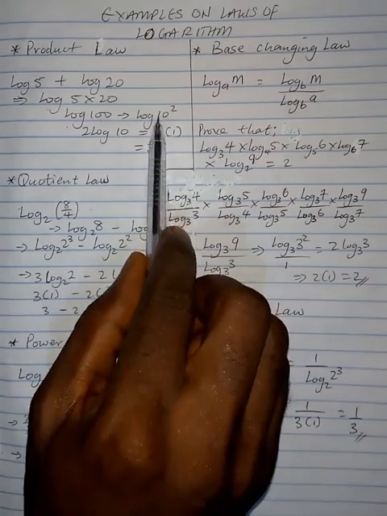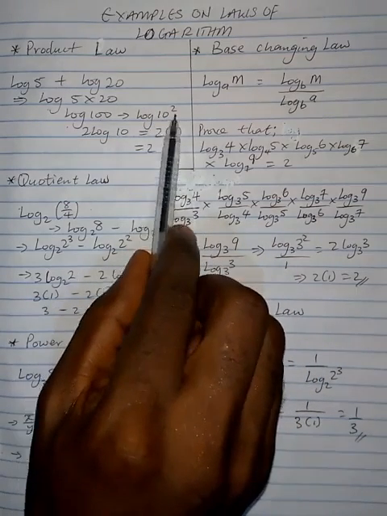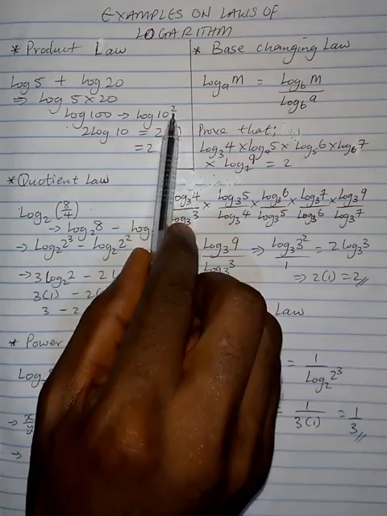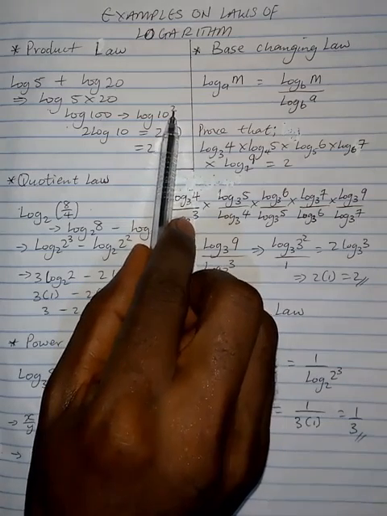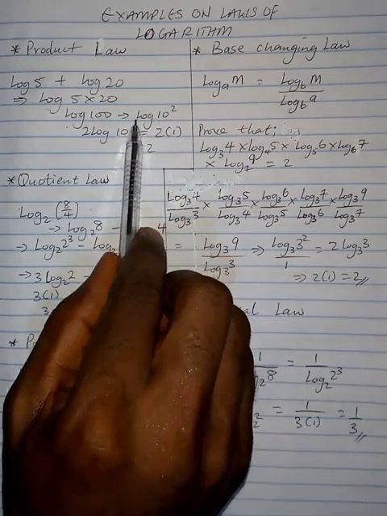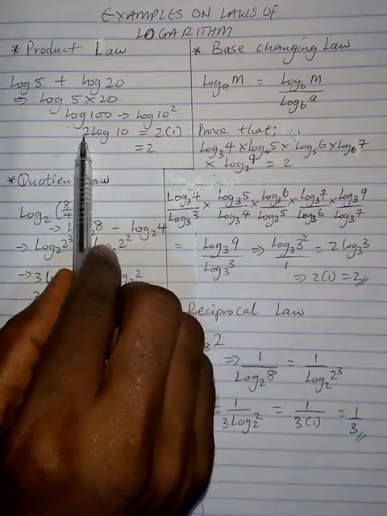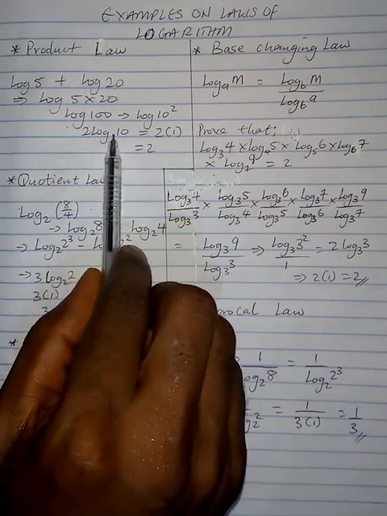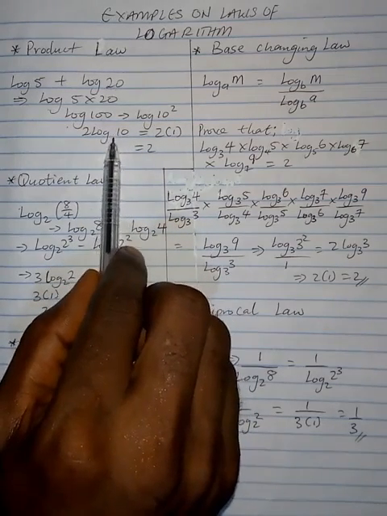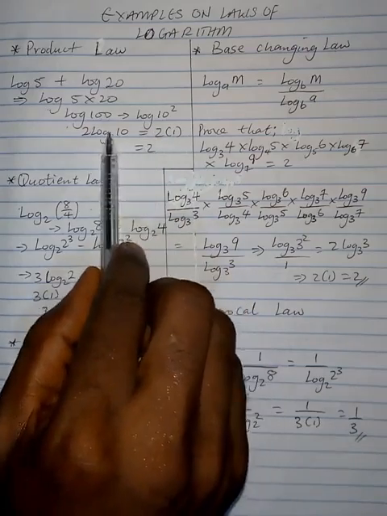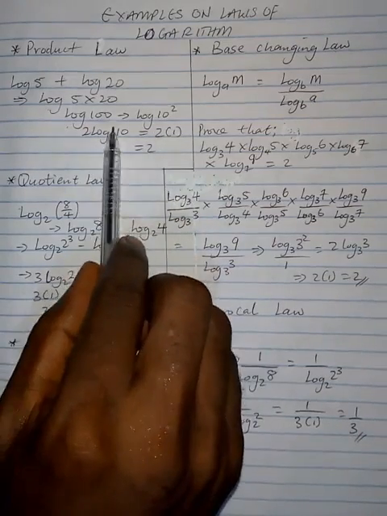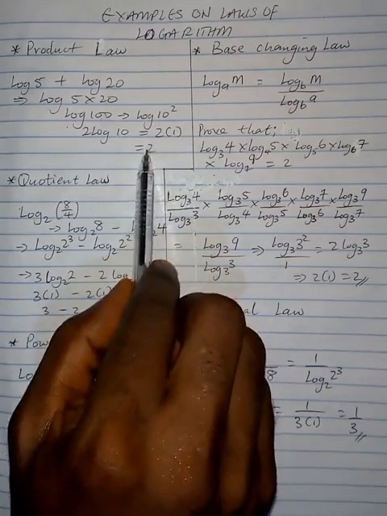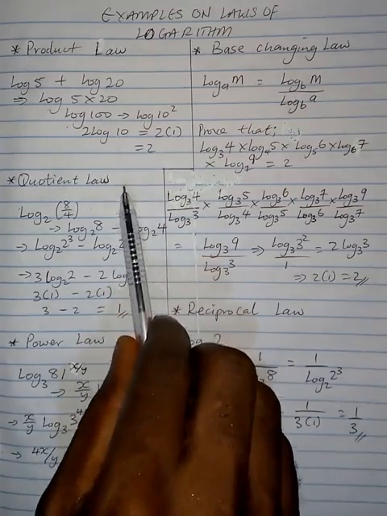Now, since we have 10 here, the power law also implies that we should take this power and multiply it by this log. So we now have 2 multiplied by log 10, okay? And then the logarithm of 10 to the automatic base 10 is equal to 1. The logarithm of a number to its own base is equal to 1. So 2 times 1 is equal to 2, okay? That's just it for this one.